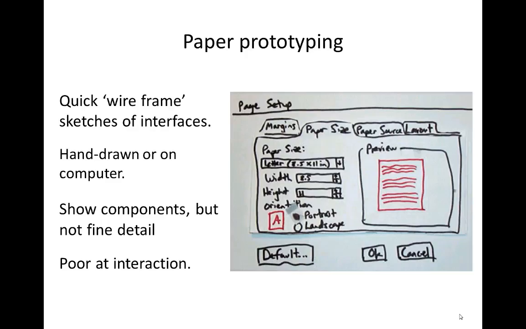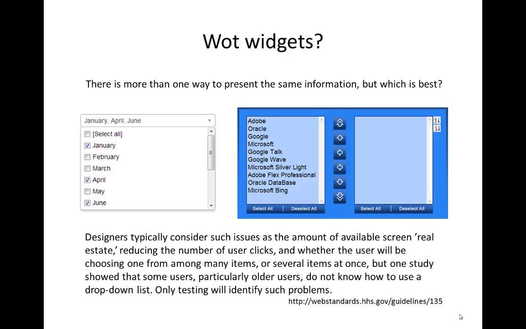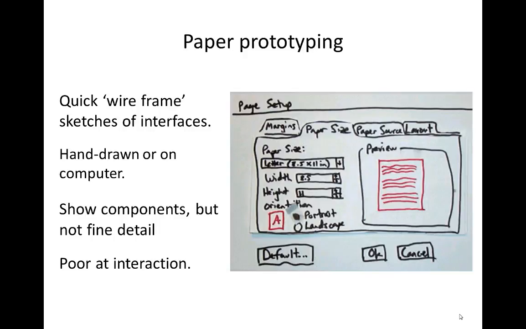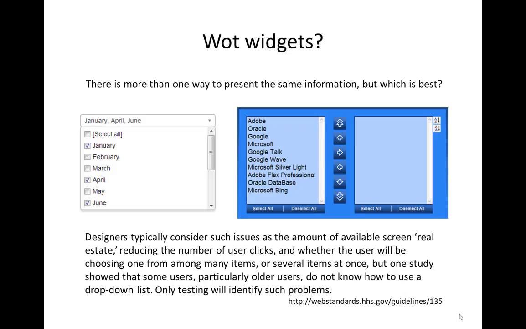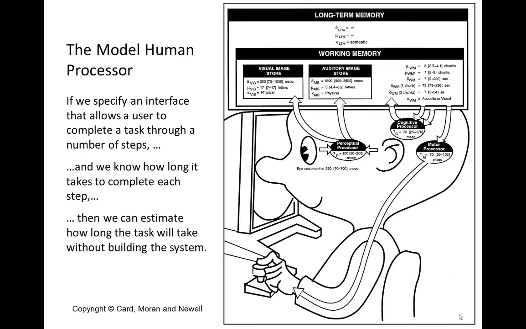So that's your paper prototyping. This is all rather broad brush, as I say, prototyping. Then you need to consider which one of the different widget options you've got available you can use in a particular circumstance. Once we've built an interface, or maybe we've got alternative interfaces, how do we decide which one of those is the optimum one? Now, this is one approach to doing that, and it's called the model human processor.